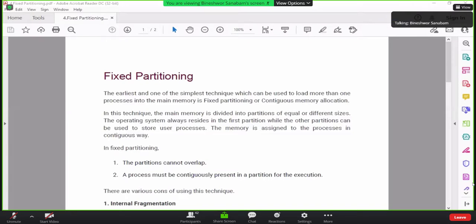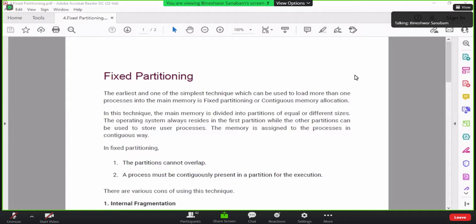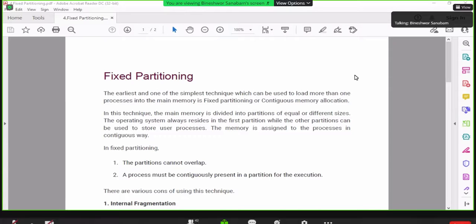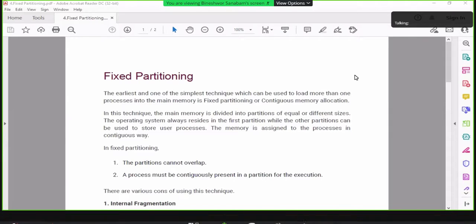memory into fixed sizes. The easiest and one of the simplest techniques that can be used to load more than one process in the main memory is called fixed partitioning, or contiguous memory allocation. Contiguous means we have to allocate in a sequential manner. In this technique, we divide the main memory into partitions of equal or different sizes.